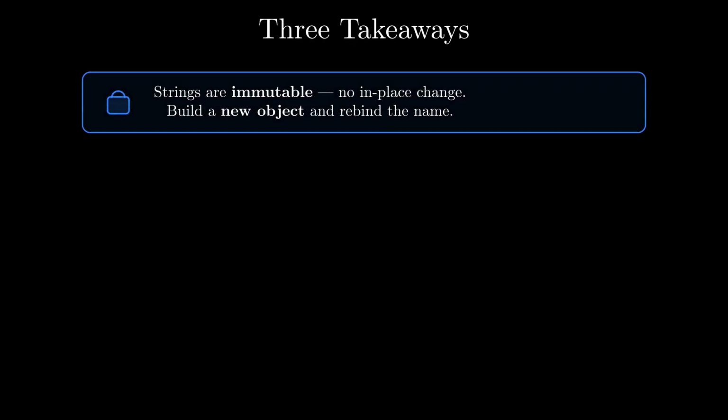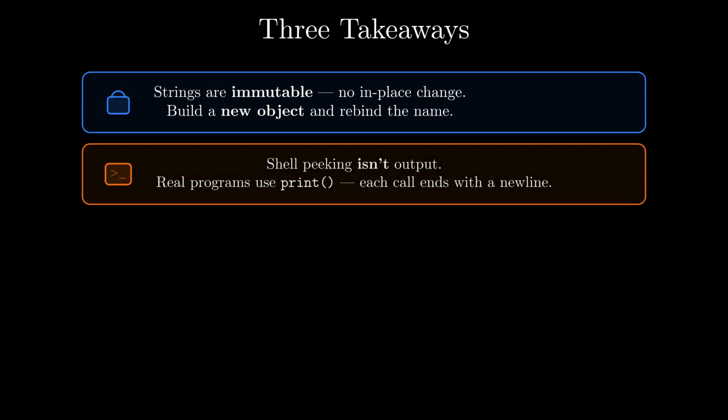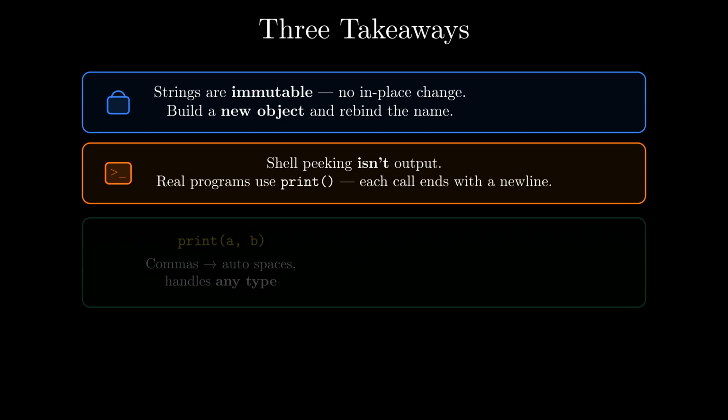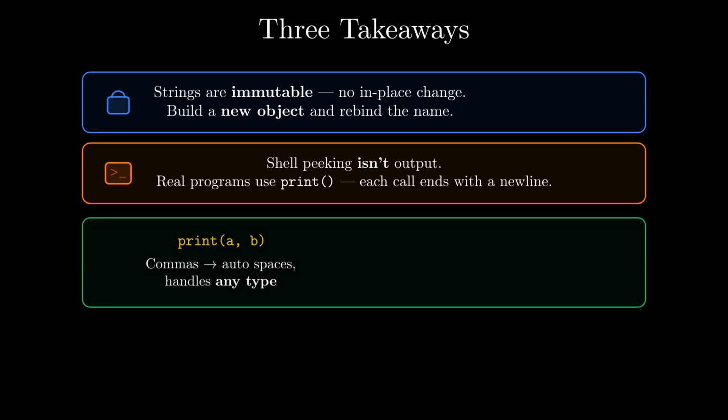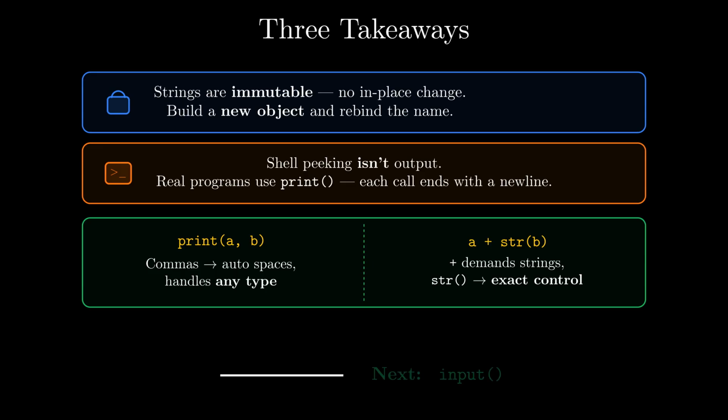Three takeaways. First, strings are immutable. No operation changes one in place. You build a new object and rebind the name. Second, shell peeking is not output. Real programs display values only through print, and each call ends with a new line. Third, commas in print handle any type and insert spaces automatically, while concatenation demands strings, requiring str for everything else. Output is now under your control. Input comes next.